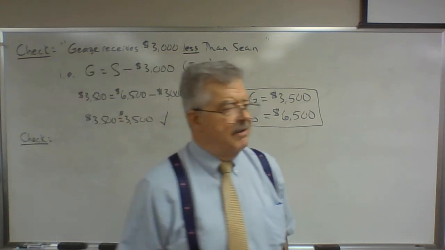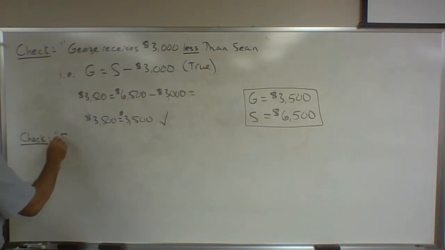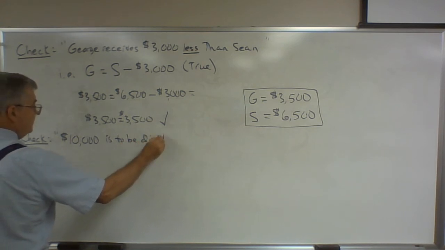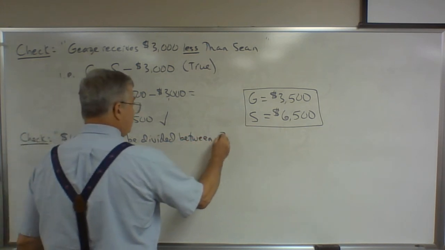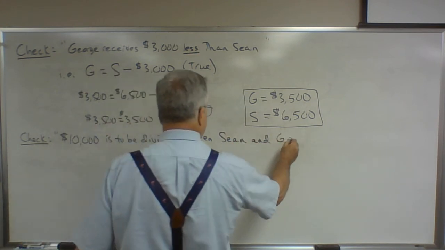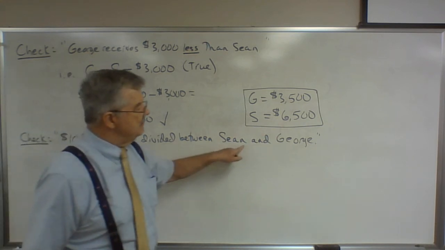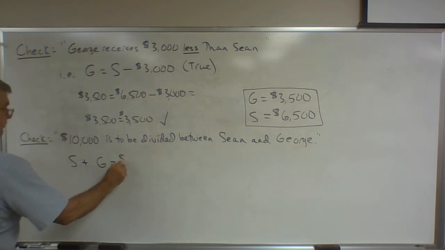And oh my goodness, I'm going to have to read how this was worded. Okay, it said $10,000 is to be divided between Sean and George. So we have $10,000. Sean's going to get some of it. George is going to get the rest. So in other words, whatever Sean gets plus whatever George gets is equal to $10,000. Is this true?